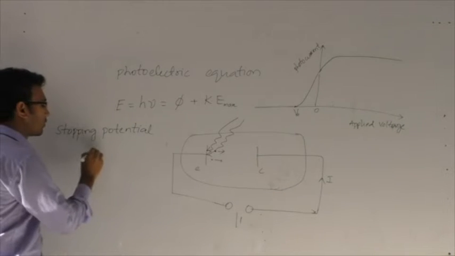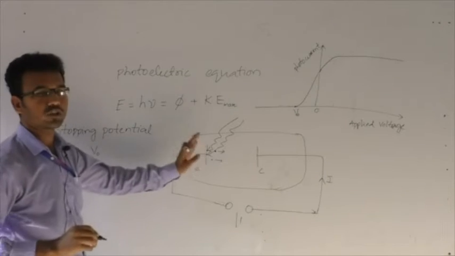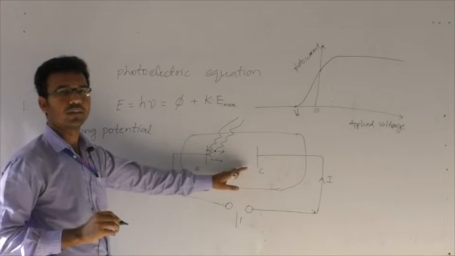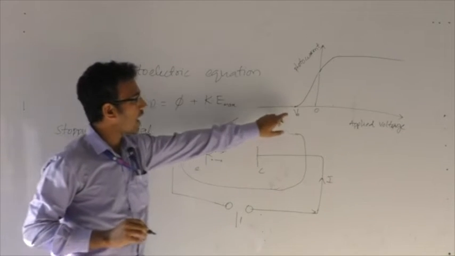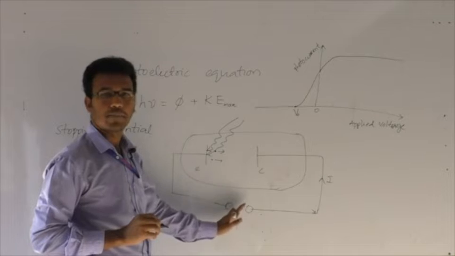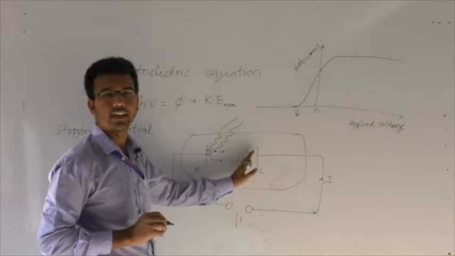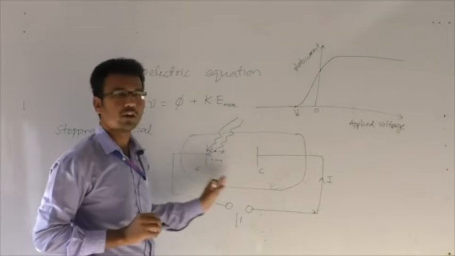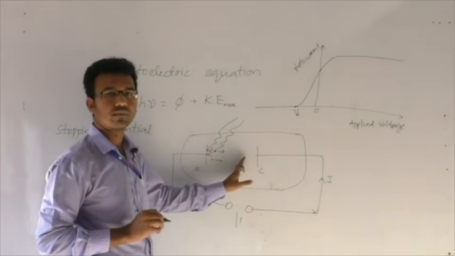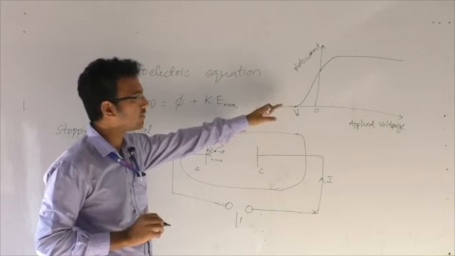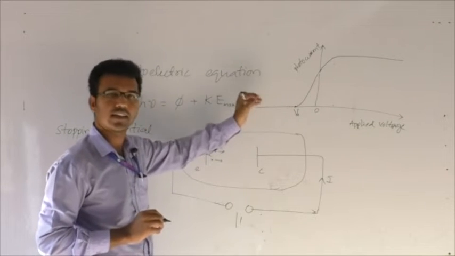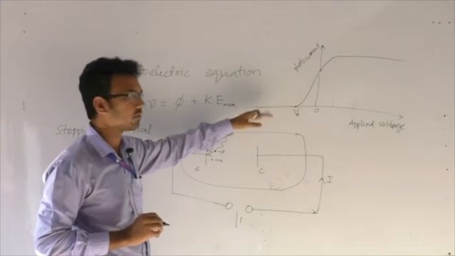The stopping potential V0 is the voltage required to stop the electric current in the circuit. So this amount of voltage has to be applied in order to stop the electrons from reaching the other electrode, so that there will be no current in the circuit. If you decrease the voltage further, no use, the current will be 0. No current will flow in the circuit.